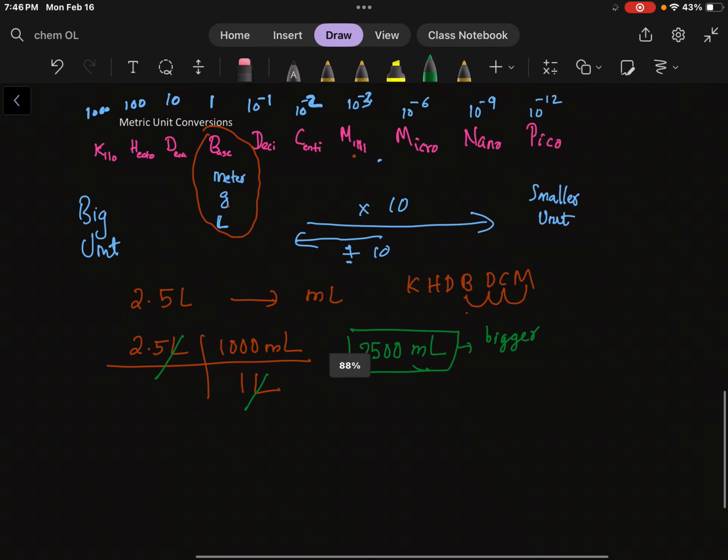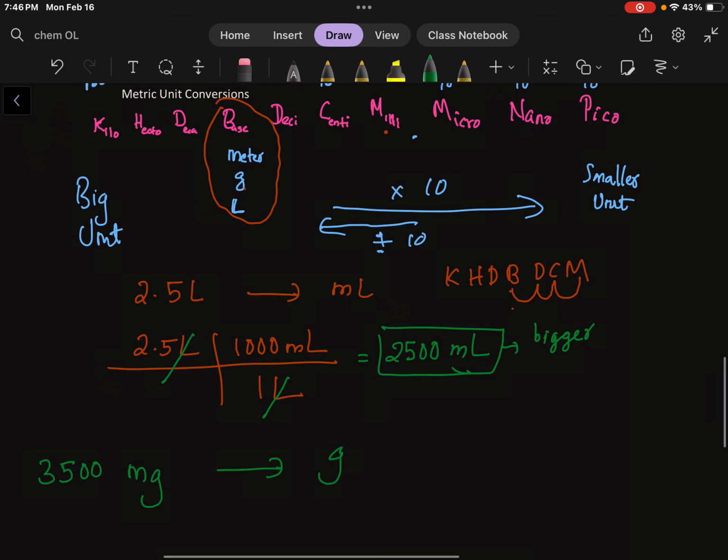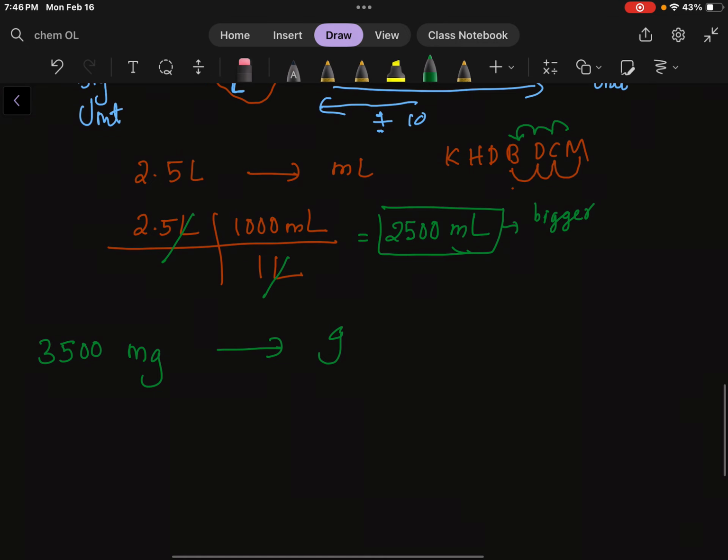Let's go backwards. For example, let's go from milligram. You have 3500 milligram, and you are going to convert that into gram. It's the same thing. This time you are given milligram, and you are going backward towards the base unit. So I will start the T chart. You will write 3500 milligram.